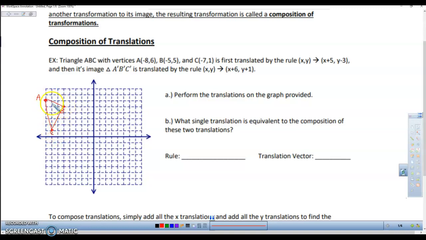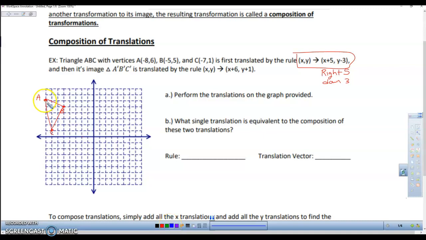And what we're going to do is just follow the directions here. It's first translated by this ordered pair rule. That's obviously a translation, and it's telling me to move all the ordered pairs right 5 and down 3. So I'm going to do that to all of them. I'll change colors here, and this will be the primes.